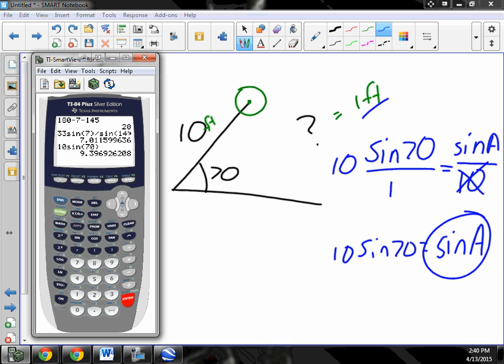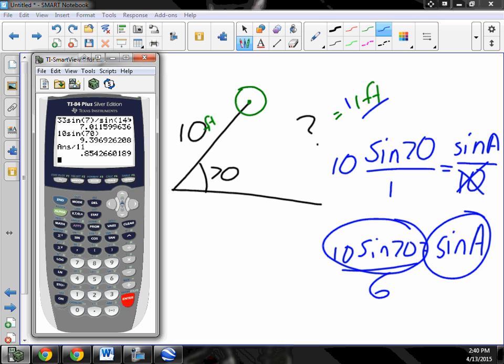So how long does the side need to be in order for this to work? Bigger than 9.39, right? If I divide this by 6, is that going to be enough? 9 divided by 6 is greater than 1. So it has to be bigger than 10 sine of 70. Let's say that it's 11 feet. So 10 sine of 70 divided by 11, I get 0.85. Does the triangle exist? Yes.